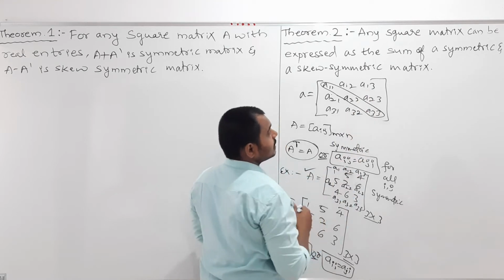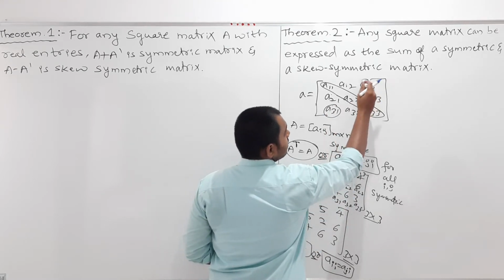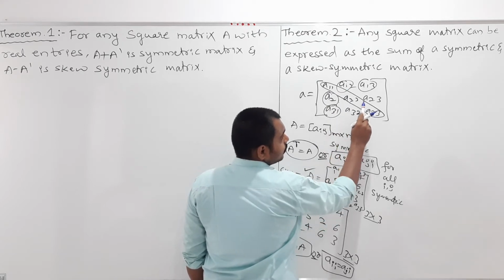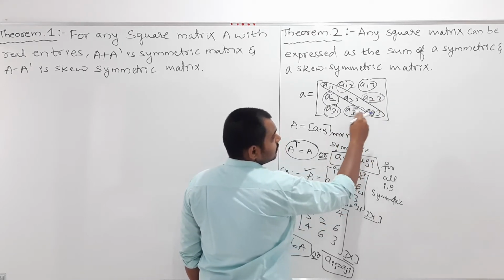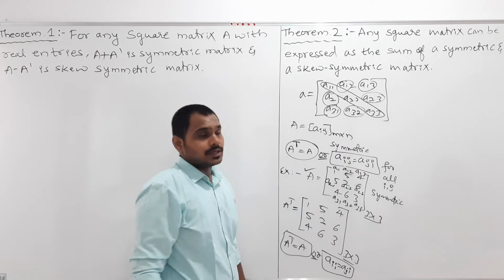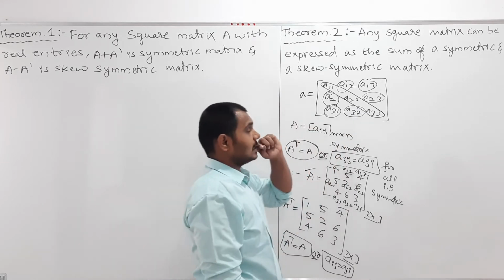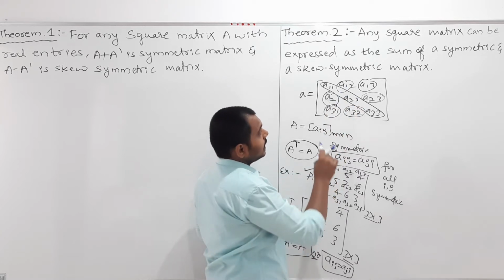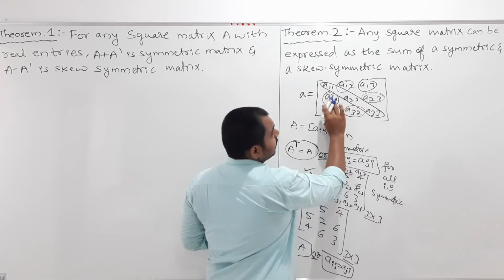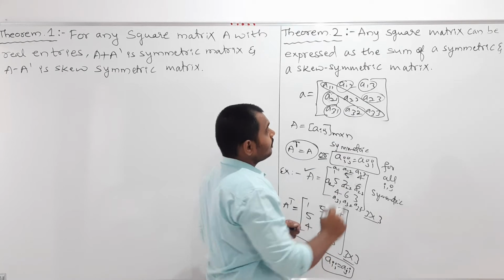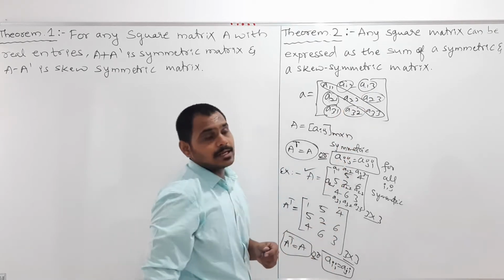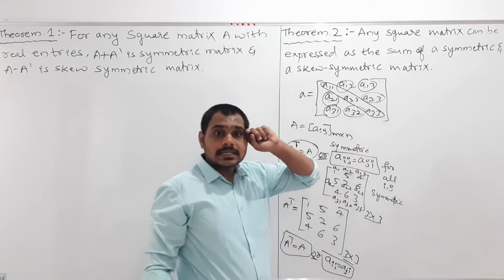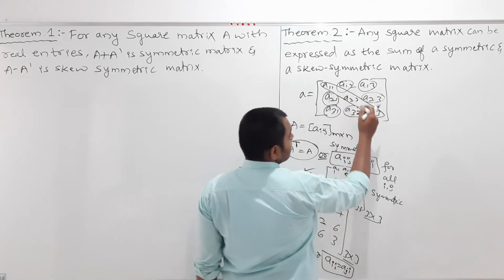A31 and A13 elements must be the same. This element and this element should be the same. Then A32 and A23, this element and this element should be the same. So my dear students, in any matrix, if A12 and A21 are the same, A31 and A13 are the same, and A32 and A23 are the same, then we can say that this is a symmetric matrix.